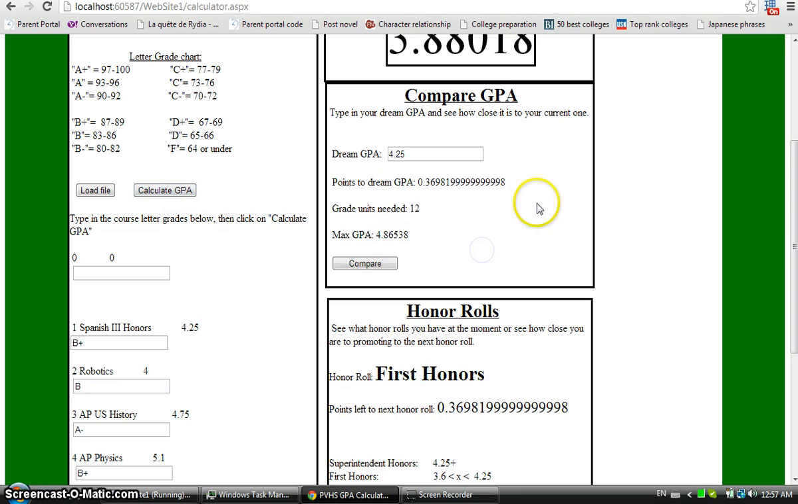Alright, so let me tell you how you would actually use this. Like I said, you're a first honor student. You're trying to get a 4.25. You're trying to increase to the next honor roll. This is where grade units are really useful.